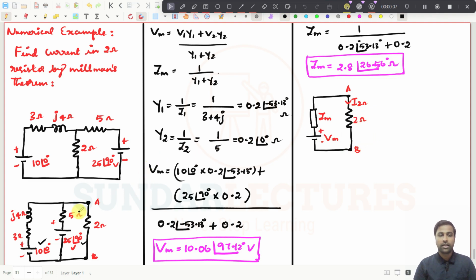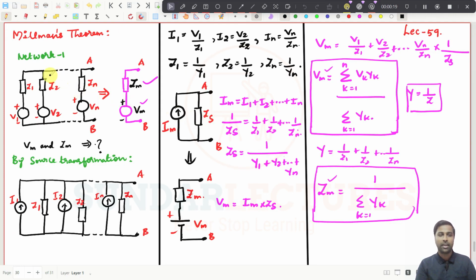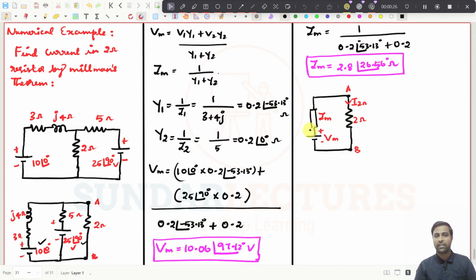Now you see, this whole circuit across A and B can be converted into a single voltage source connected with the impedance in series, right? So that is what we have done. That is Millman's theorem, right? See, this whole network can be converted into a single voltage source in series with an impedance. So it is nothing but we have connected like this.